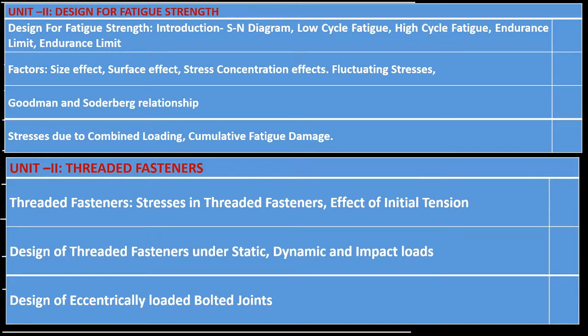Okay. So we have two relations to find out the endurance strength or to find out the dimensions when a component is subjected to fluctuating stresses for ductile material as well as for brittle material. Okay, so those two equations are a Goodman relationship and a Soderberg relationship. So next, stress due to combined loading, so cumulative fatigue damage.